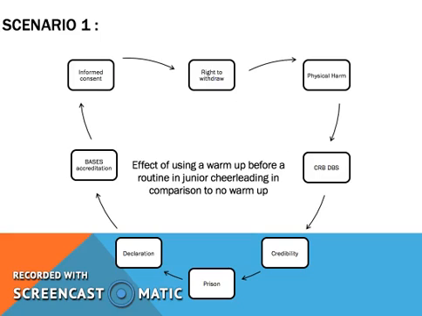So the first one is the effect of using a warm-up before a routine in junior cheerleading in comparison to no warm-up. Now, this researcher, before he did this experiment, made sure that he was DBS and CRB checked. This check is required because, of course, there are younger children. It says junior, and if you want to deal with children, you have to have this check to make sure you have no previous offenses to do with younger people so that they are as safe as possible.